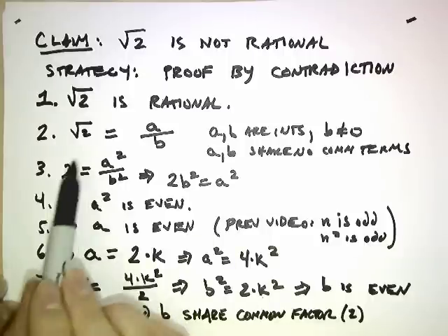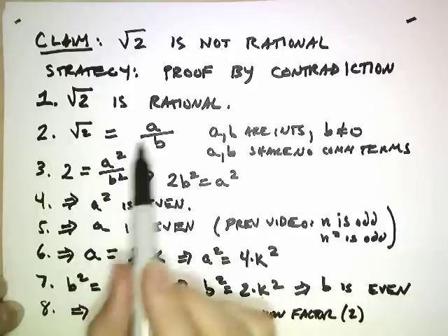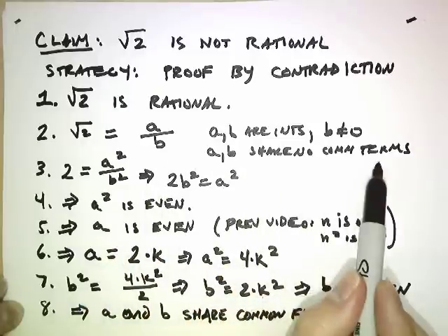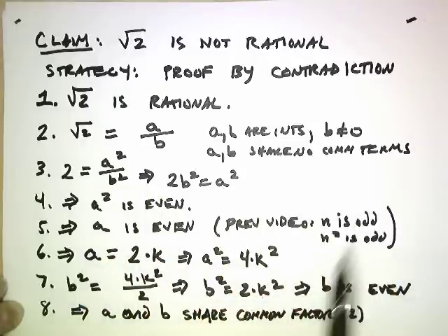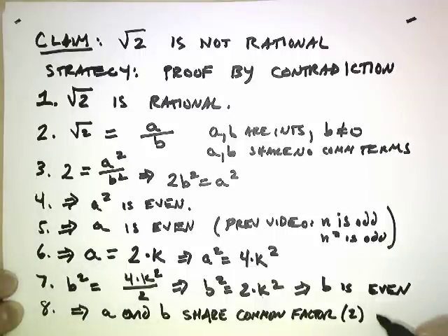But remember, all the way above at step 2, we assumed that the square root of 2 could be written as a over b, where a and b share no common terms or no common factors. We just concluded from step 8 that a and b do share a common factor. So step 2 contradicts step 8. We've arrived at a contradiction, which is often written by this symbol, and this completes the proof.